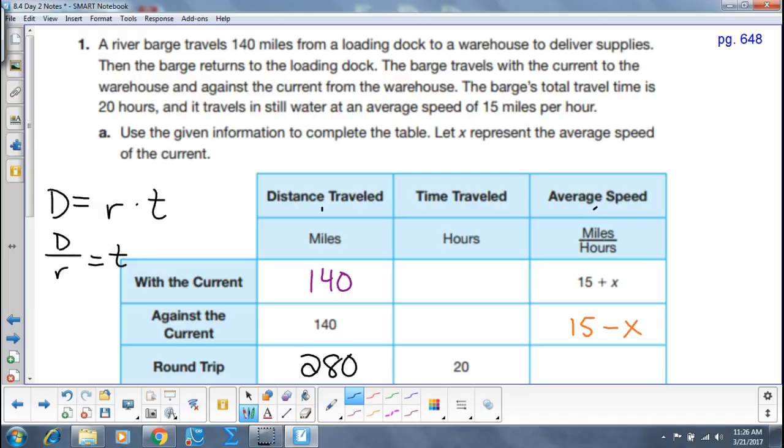So what's the time that it took me to go to the warehouse from the loading dock? How far is it? Can't use a calculator, promise. How far is it? 140. What's the speed that we took to get there? So how do I figure out how much time? 140 over 15 plus x.